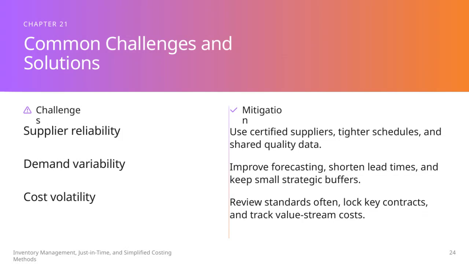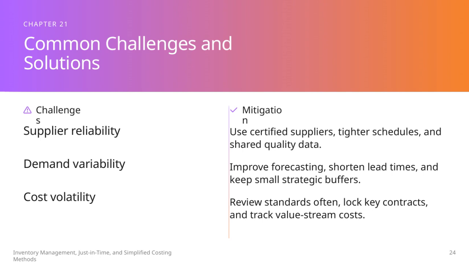Now, let's talk about some common challenges we often face and how we can address them effectively. One major challenge is supplier reliability. To mitigate this, it's important to work with certified suppliers, maintain tighter schedules, and share quality data transparently. Another challenge is demand variability, which can disrupt planning and operations. We can tackle this by improving our forecasting accuracy, shortening lead times, and keeping small strategic buffers to absorb fluctuations.